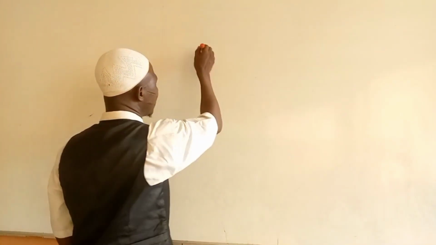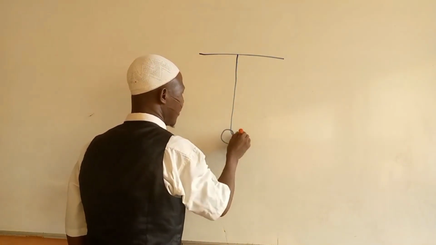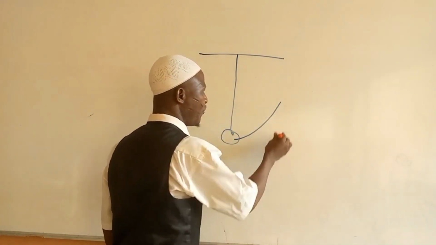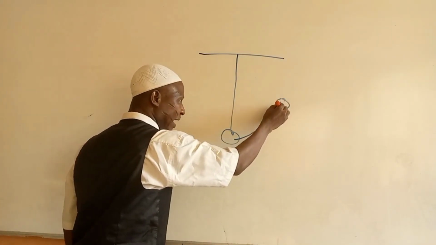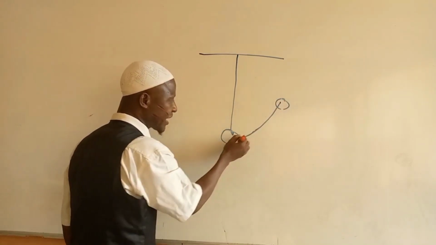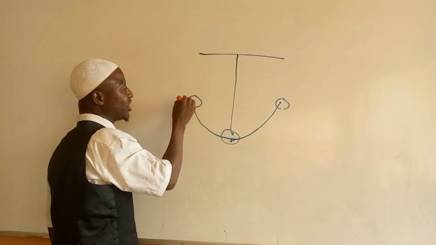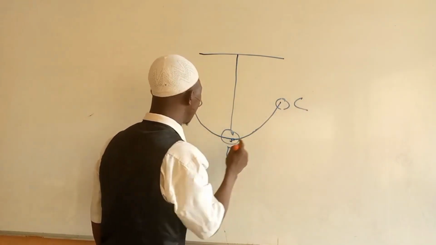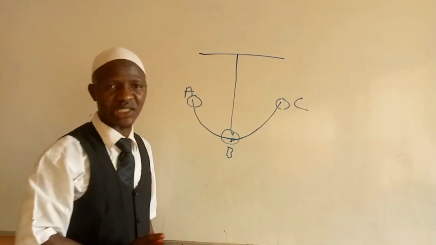What I mean is this: if you have an object like this, and you displace it and release it from here, the force will be directed towards this point. And don't forget, the moment it gets to this place, it will not stop. It will still move up like this. So this point, let's say point A, point B, and C. Points A and C are called points of maximum displacement.